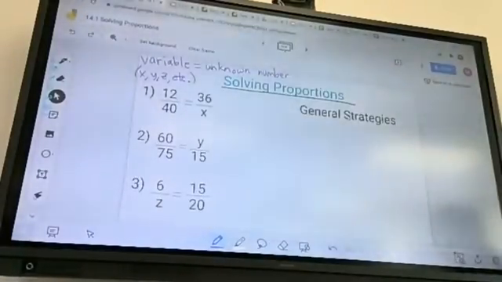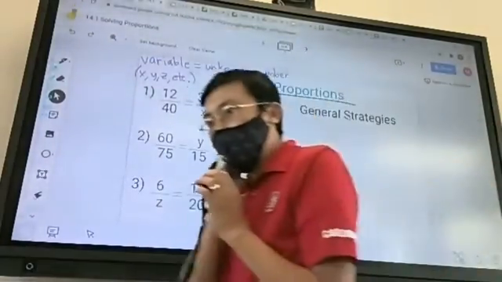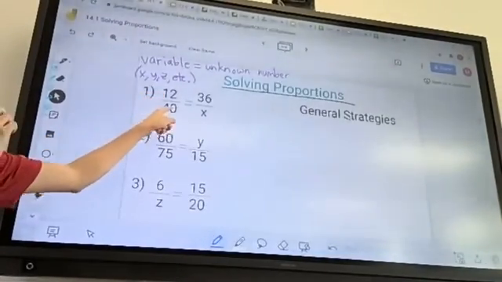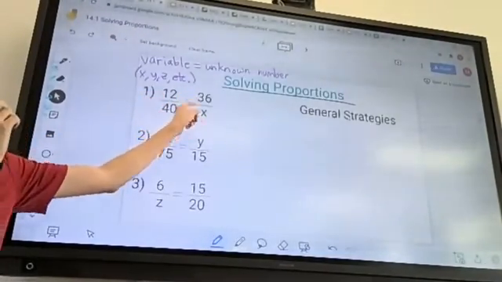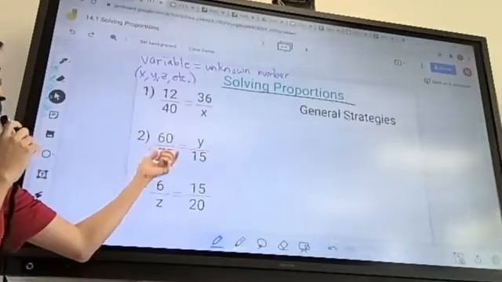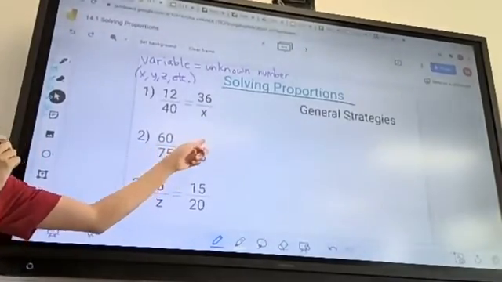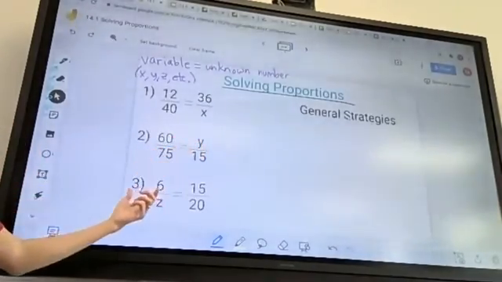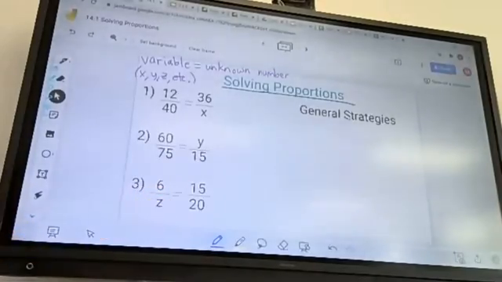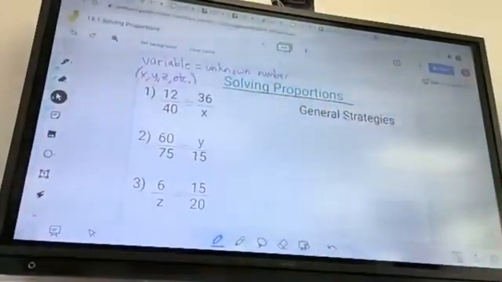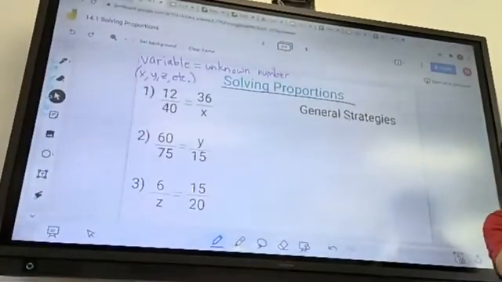So when we're solving proportions, we're trying to find an unknown quantity. And you can see number 1 says 12 over 40 equals 36 over X. We're trying to figure out what X equals. Number 2 says 16 over 75 equals Y over 15. We're trying to figure out what Y equals. And number 3 says 6 over Z equals 15 over 20. We're trying to figure out what Z equals. These are all proportional. We're just trying to solve the proportions.